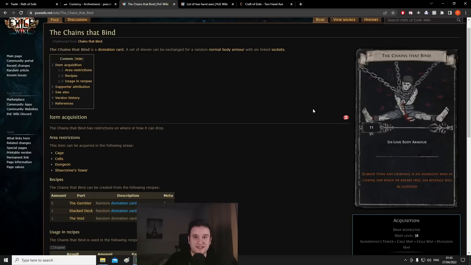Now, all of a sudden, you have to get like 4 off colors. That's going to be rough, right? So definitely take this with a grain of salt. It very much depends on your build. But if it fits, Chains That Bind can be a very, very cheap solution.